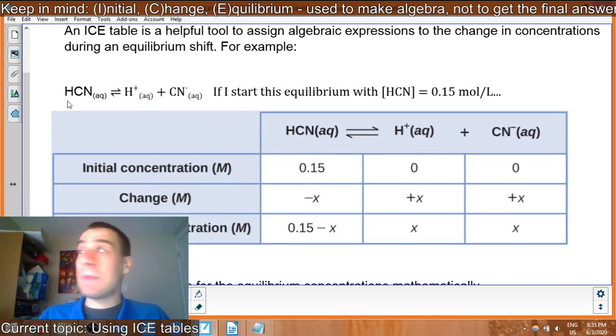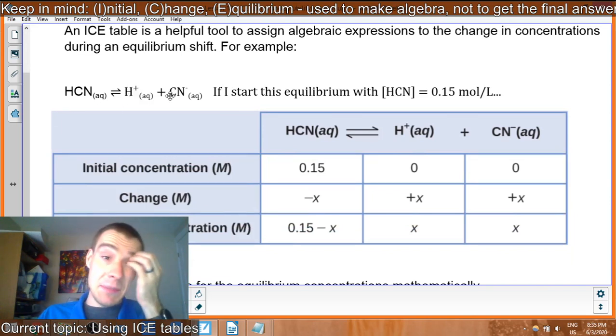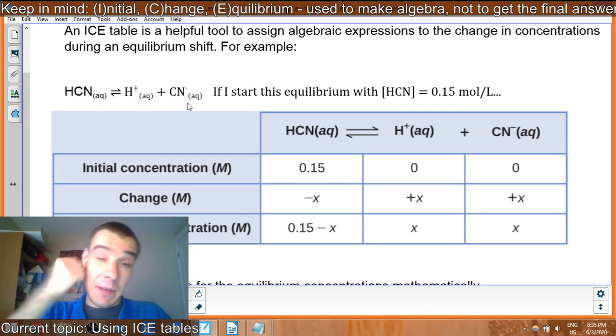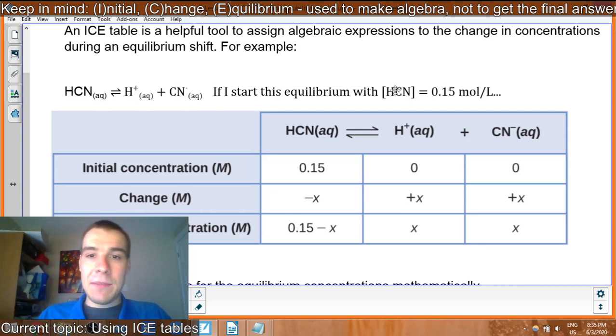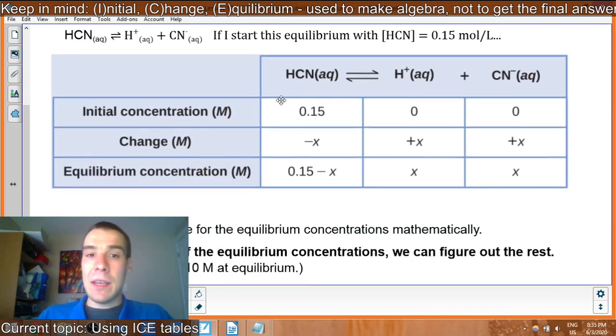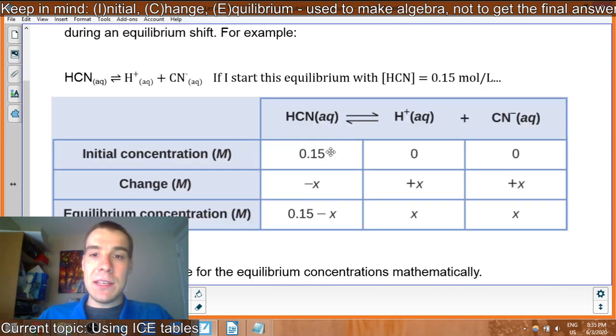So here's an example. We've got HCN making H+ and CN−. All of them are aqueous, so all of them are going to be part of our equilibrium. If I started with a concentration of HCN of 0.15 moles per liter, here's how I set up my table. You write initial, change, equilibrium. Here's the initial, right? I start with 0.15 moles per liter of HCN, nothing here, nothing here. So 0.15, 0, 0, that's my start.